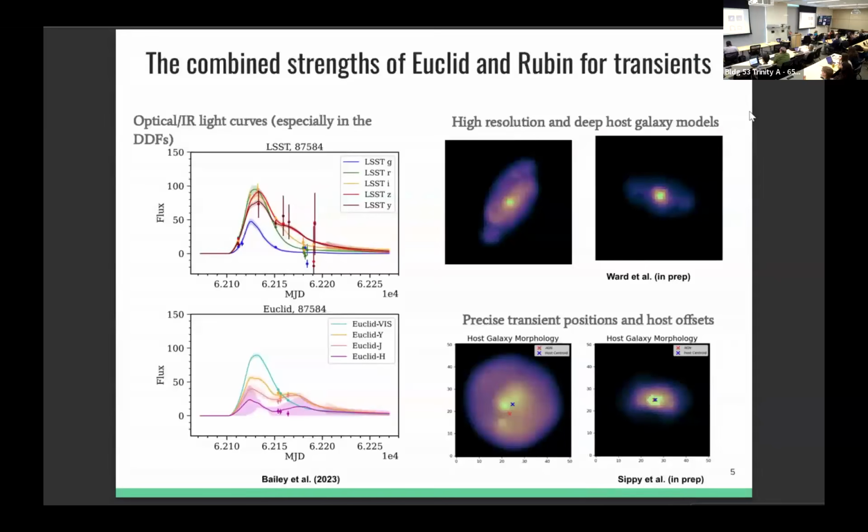We're also really interested in facilitating transient science with this work. In particular, we want to be able to produce light curves across both surveys, particularly in the deep drilling fields. We want to do detailed analysis of host galaxies in order to, for example, calibrate local environments for Type Ia supernovae, and to study host galaxy properties of various classes of transients. And we want to have ways to get precise transient positions and host properties.